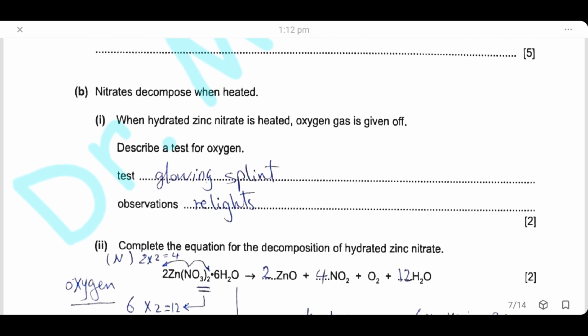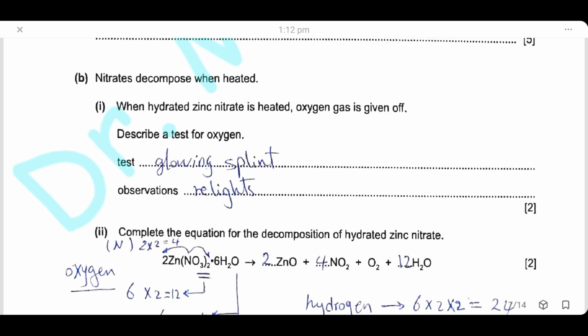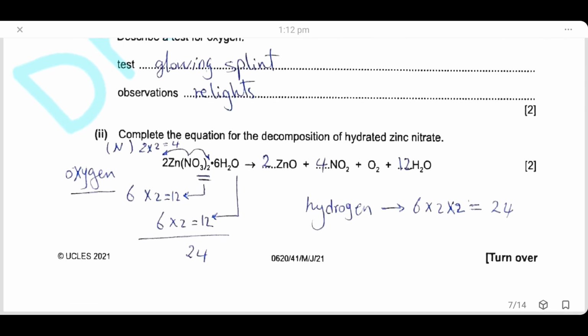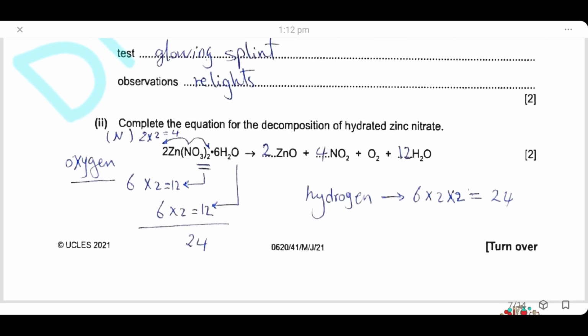B. Nitrates decompose when heated. When hydrated zinc nitrate is heated, oxygen gas is given off. Describe a test for oxygen. The test is a glowing splint, and the observation is that the splint will relight. Complete the equation for the decomposition of hydrated zinc nitrate. Here, to balance this equation, we will take each one separately.